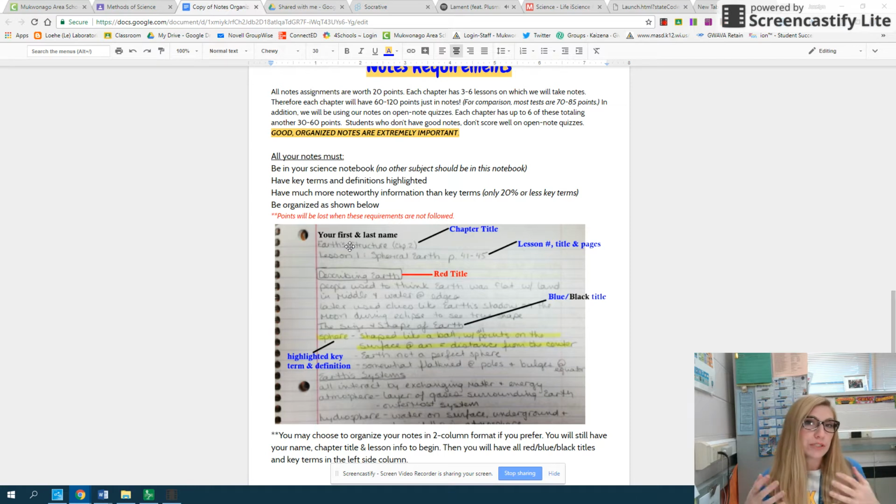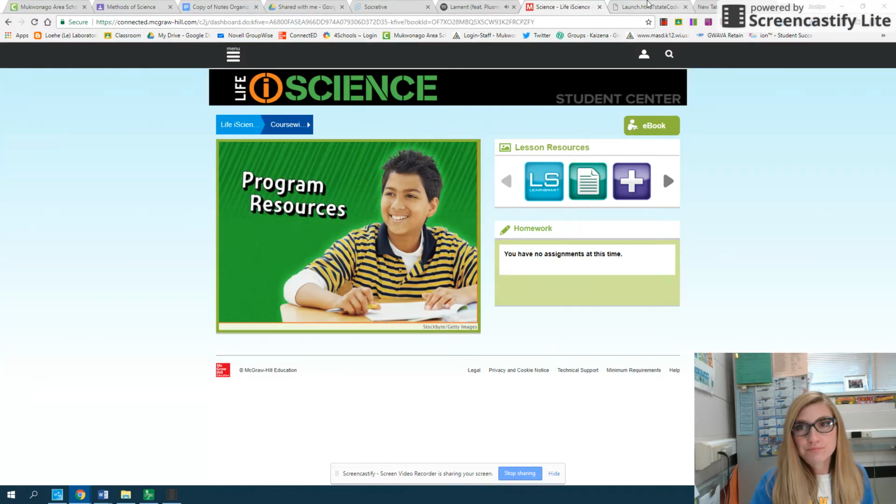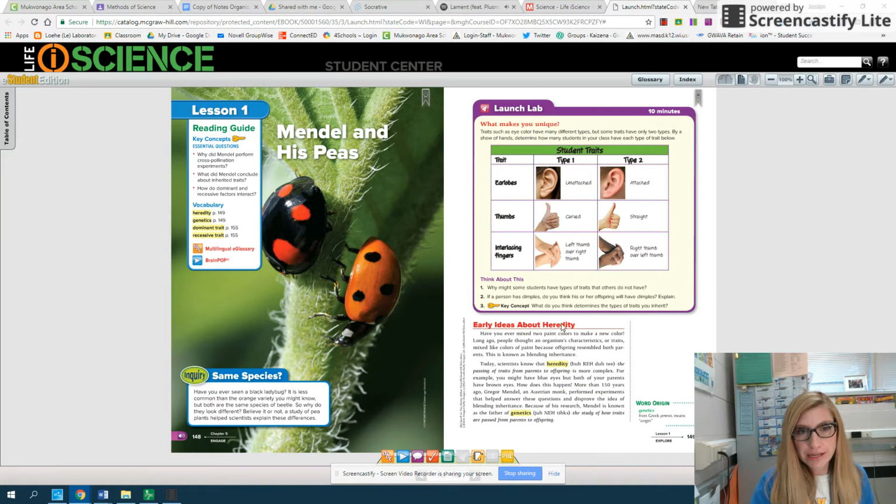A lot of you have just been putting in your definitions and then highlighting them, and that's not quite enough information. Remember, only about 20% of your notes should be definitions that are highlighted. So we're going to go ahead and get started. I'm going to start on this page right here.